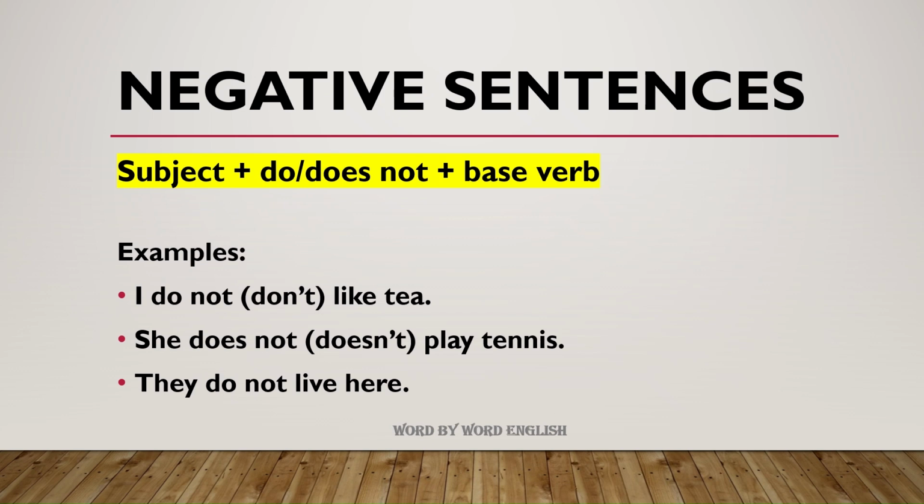Negative sentences. Subject plus do or does not plus base verb. Examples. I do not like tea. She does not play tennis. They do not live here.